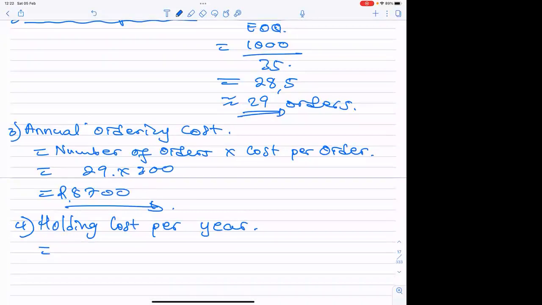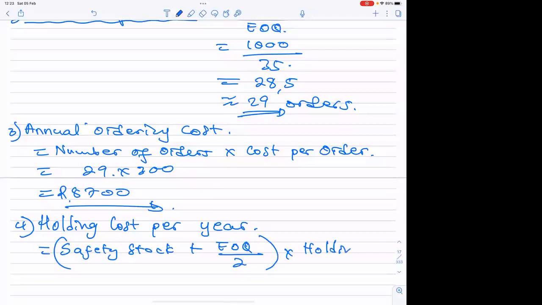So the holding cost per year, good people, let's write down the formula, is your safety stock plus your EOQ divided by 2, multiplied by the holding cost per unit. Is that clear?